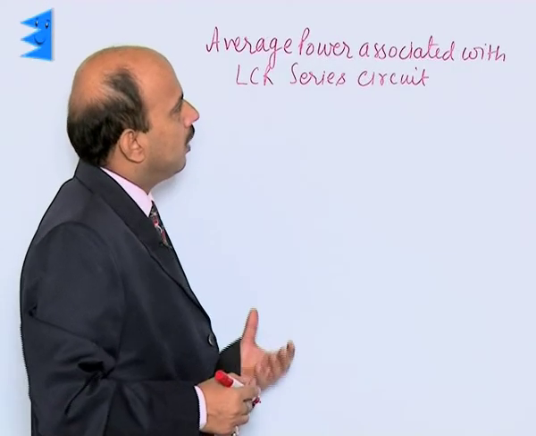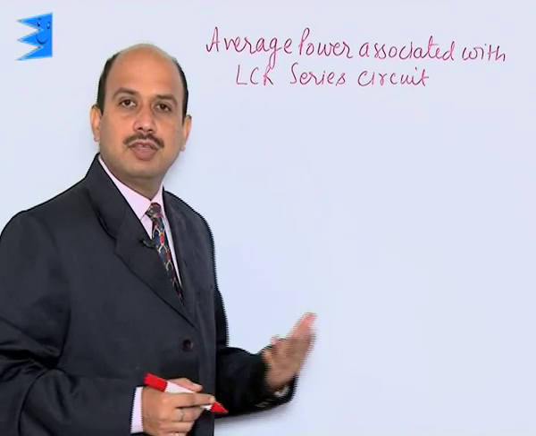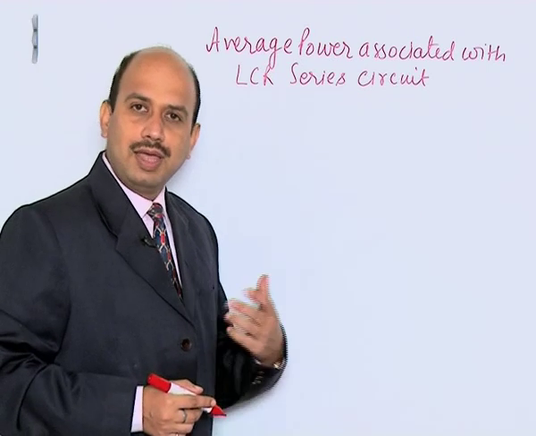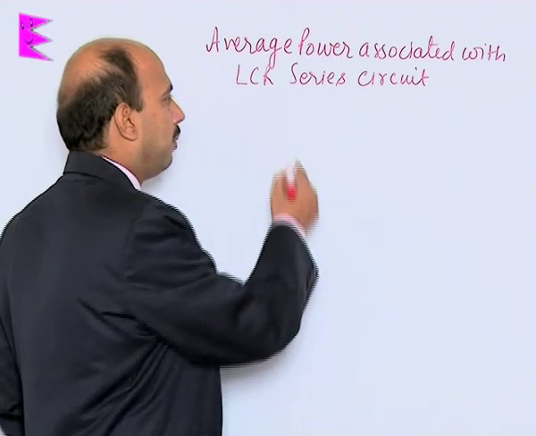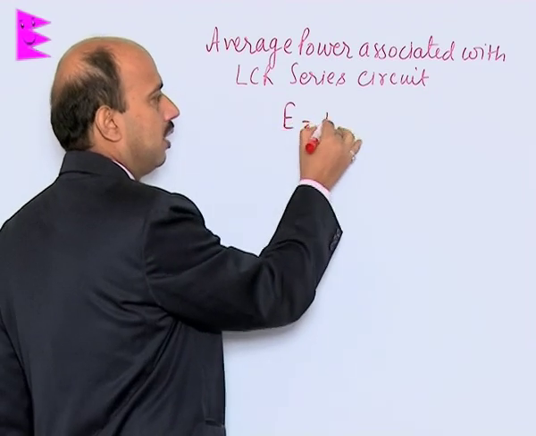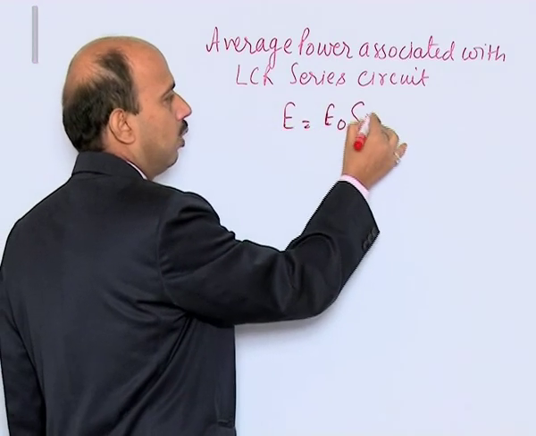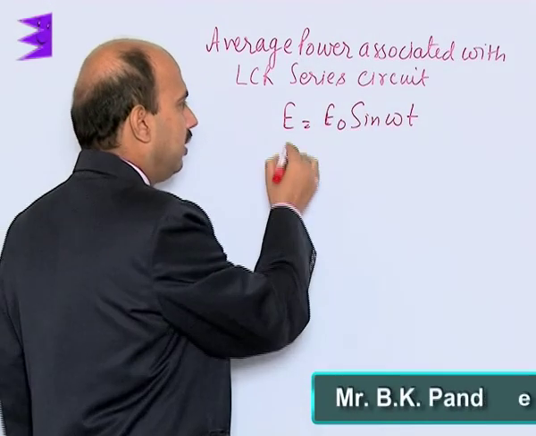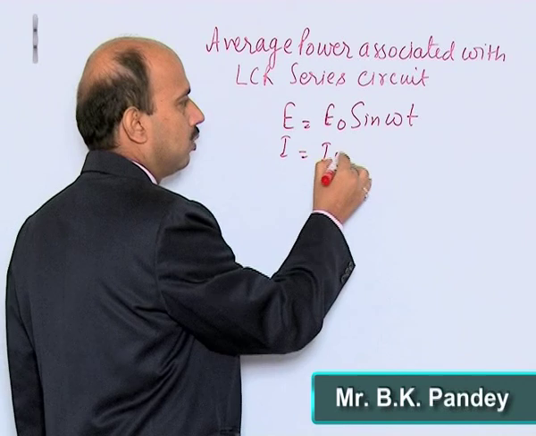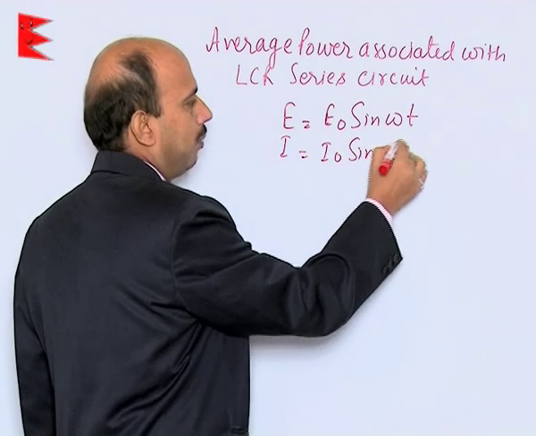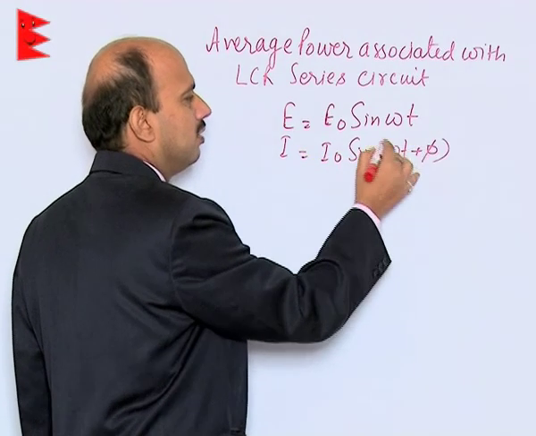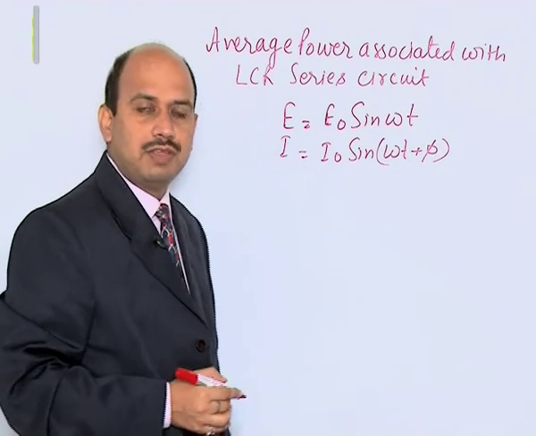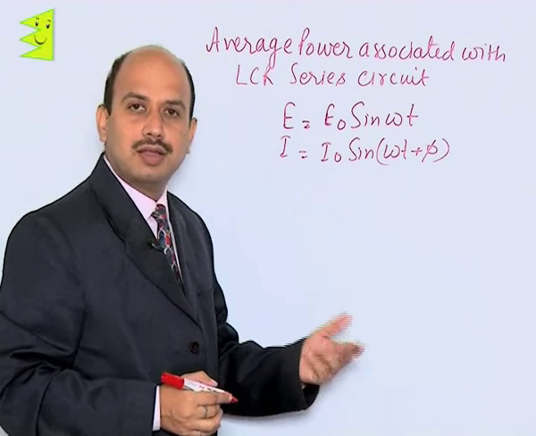Now see here, average power associated with an LCR series circuit. In an LCR series circuit, suppose you have taken the EMF at any instant as E = E₀ sin ωt, and the current at any instant as I = I₀ sin(ωt + φ). Phi is the phase angle, the phase difference between the voltage and current.